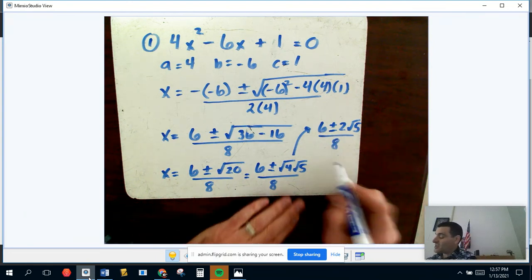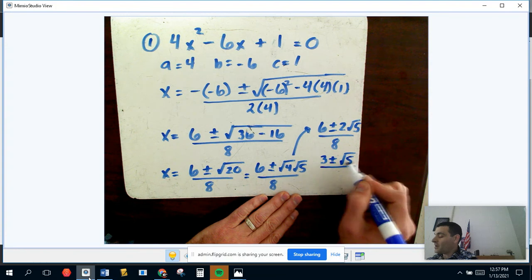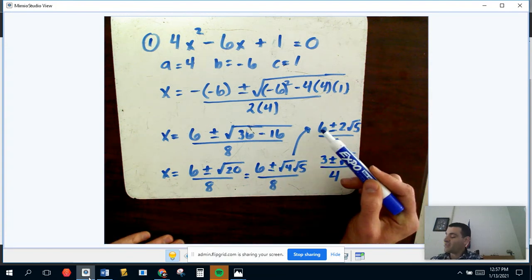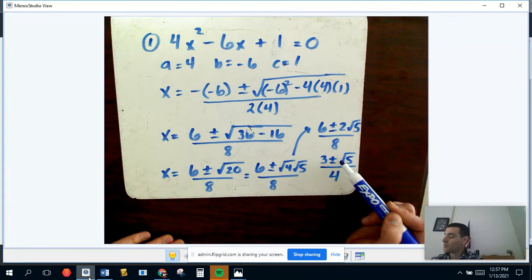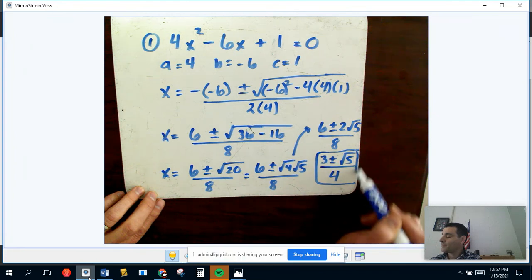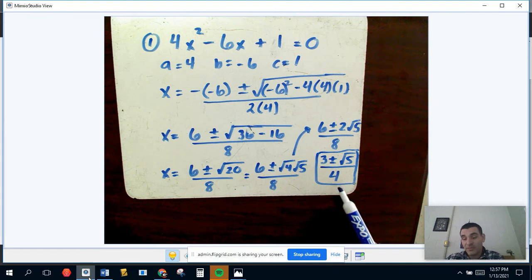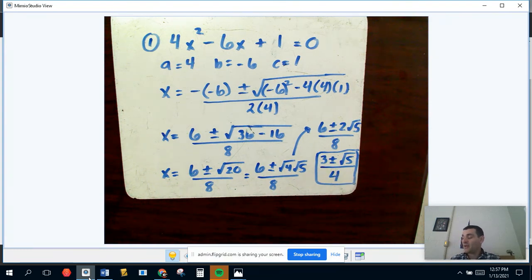But since they're all divisible by 2, I'm going to divide them all by 2. So 3, 1, I'm not going to fool with the root and the 1, and 4. So 6 divided by 2 is 3, 2 divided by 2 is 1, 8 divided by 2 is 4. There's different ways of writing that or demonstrating that, but that's what happened there. So this will be the way it's usually presented. And you could break that up if you wanted to into 3 plus square root of 5 over 4 and 3 minus square root of 5 over 4. So remember, the plus or minus there indicates both.